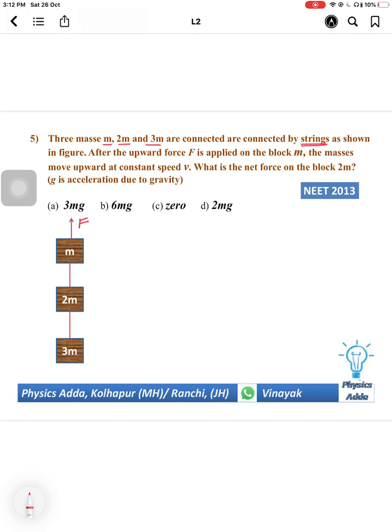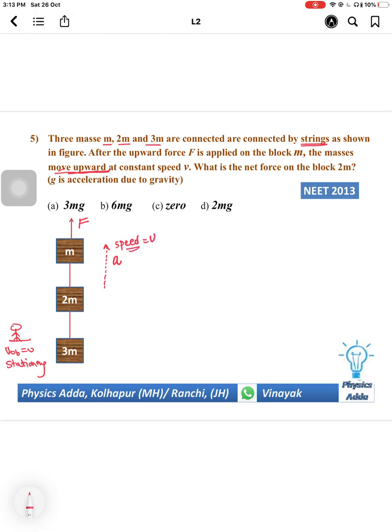Now the masses move upward. Here they have said masses move upward. If this is the observer who is stationary, its velocity is 0, you'll find that the masses are moving upward with acceleration a, say, and speed equal to v.